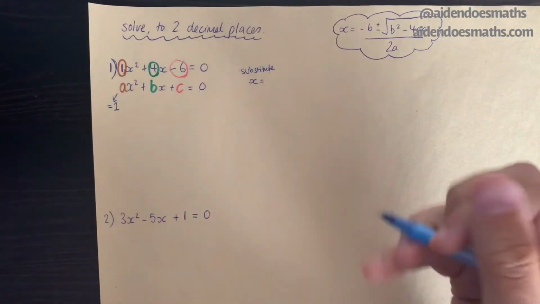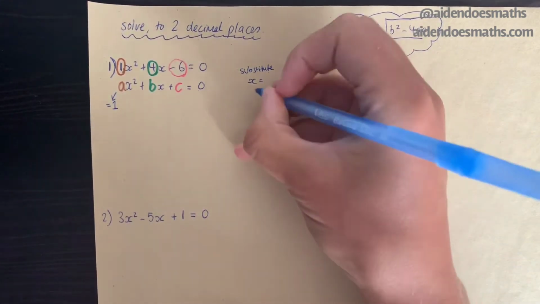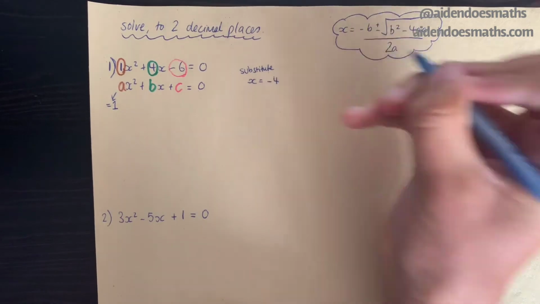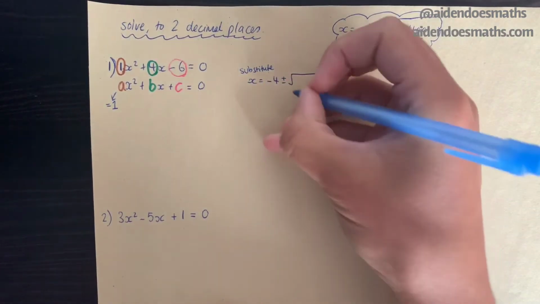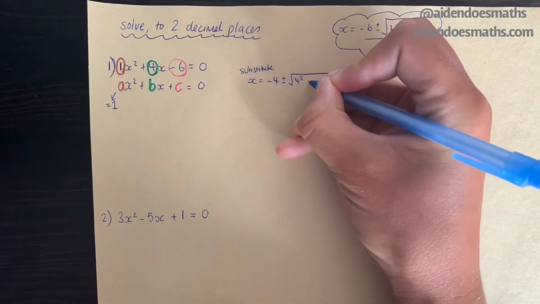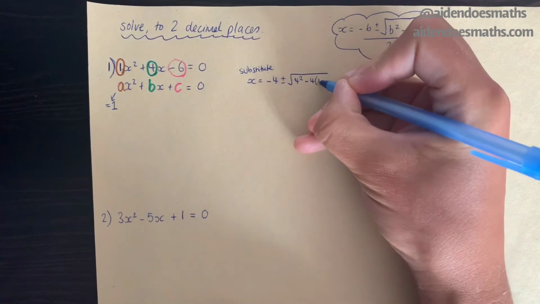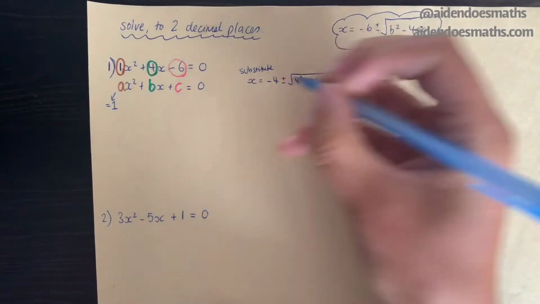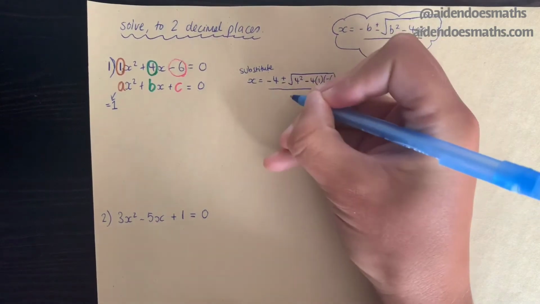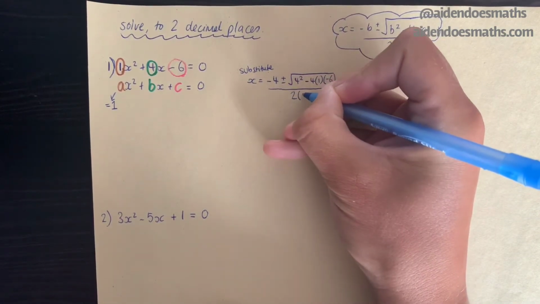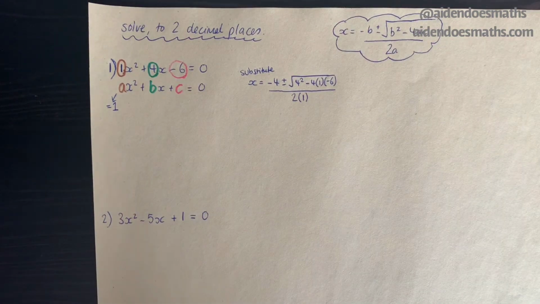Okay, so substitution into our formula, which I've written here for us. x equals minus b, so minus 4, plus or minus the square root of b squared, so 4 squared, minus 4 lots of a. Remember to use those brackets. C, so minus 6. All over 2 lots of a, which was 1. So there's our first substitution.